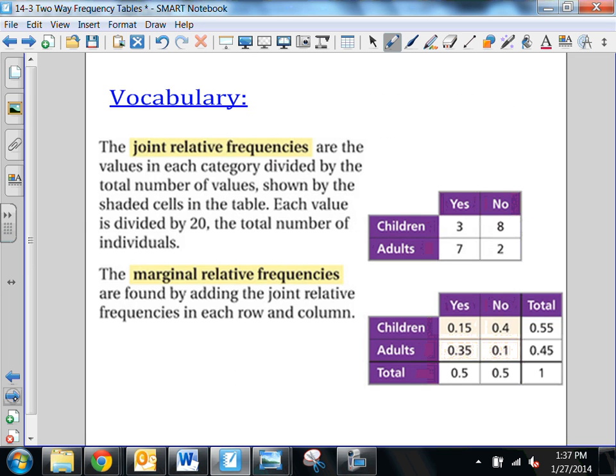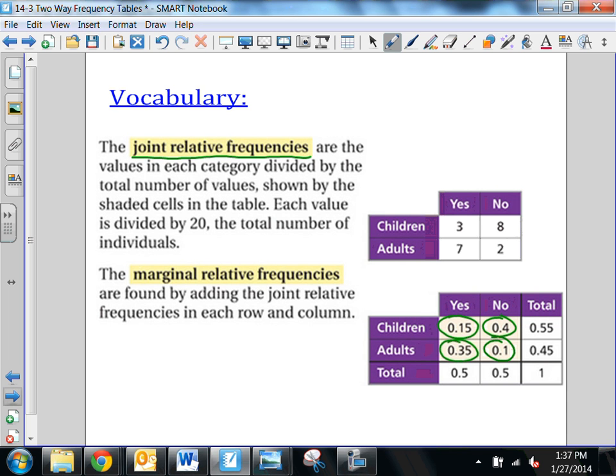So next slide is a couple of vocabulary words within frequency tables. First you've got joint relative frequencies, okay? And so joint relative frequencies, you can write the definition down and that is going to help, but in particular that is these values right here. Those are joint relative frequencies, okay?